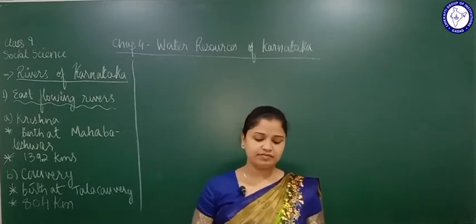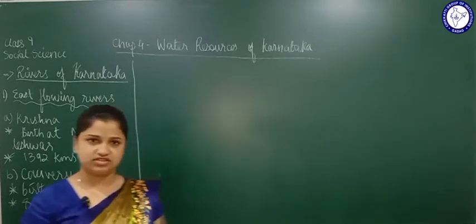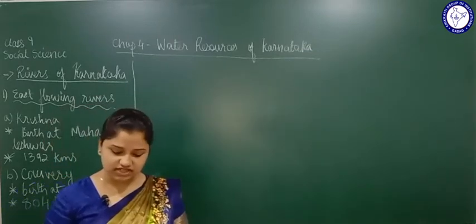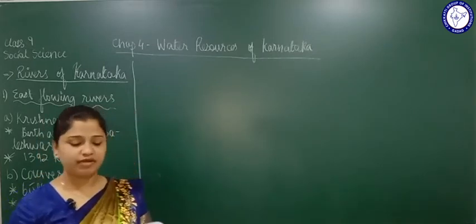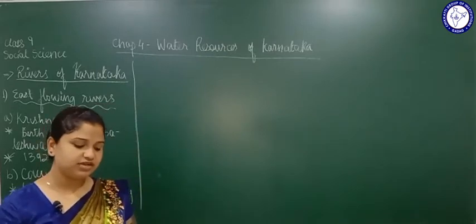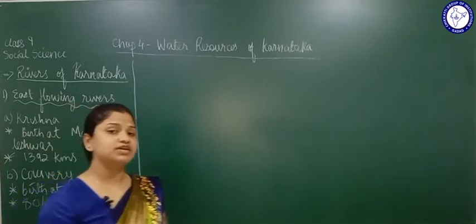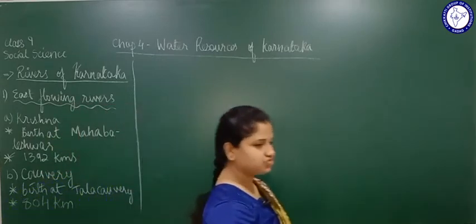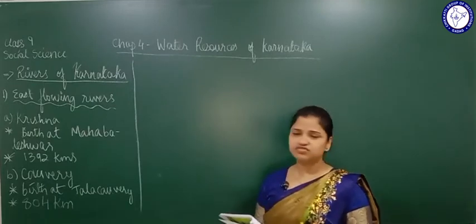Next, talking about the Pennar and the Palar river. These flow through the Kolar district. From the Kolar district they will start to flow. Kolar district, the Tumkur district and some parts of Bengaluru they will flow. Then they enter into Andhra Pradesh, Tamil Nadu and then they make their way to the Bay of Bengal. So this is about these two rivers. So this was all the information you got about the east flowing rivers.